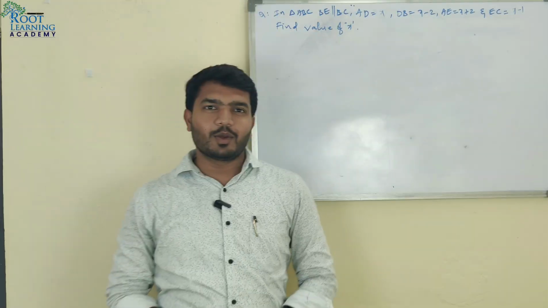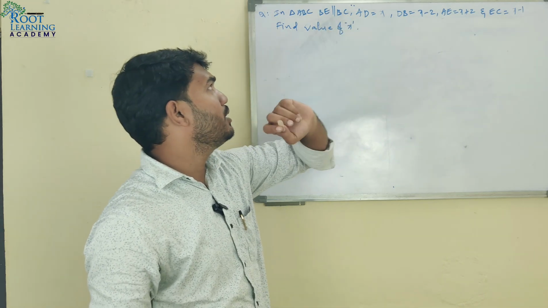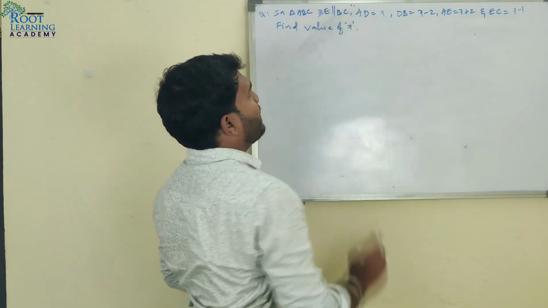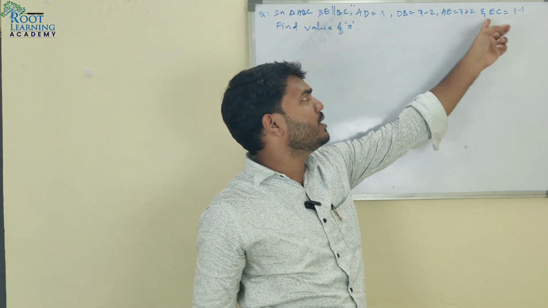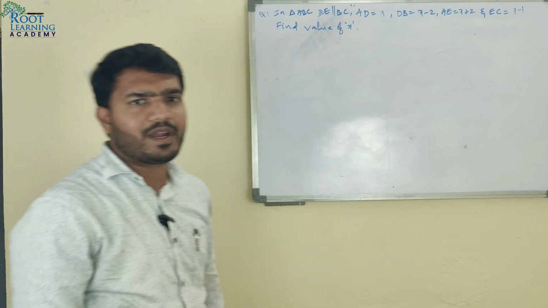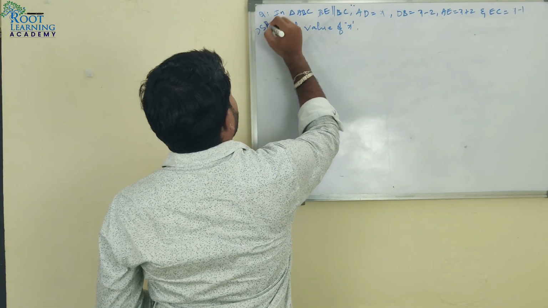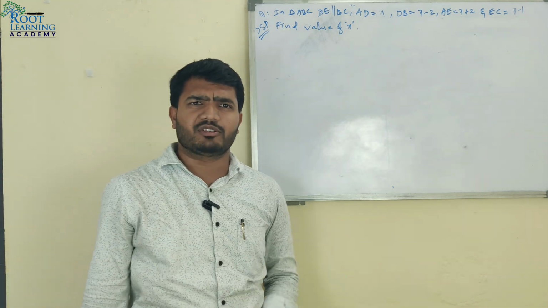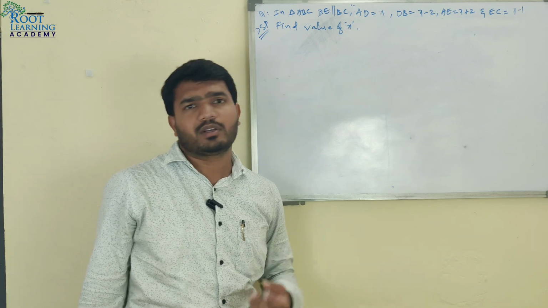So here is our second question. In triangle ABC, DE is parallel to BC, where AD is equal to x, DB is equal to x minus 2, AE is equal to x plus 2, and EC is equal to x minus 1, then find the value of x. This kind of question is very important. Damn sure. So definitely we'll see one question for 4 marks or 2 marks, 100%.